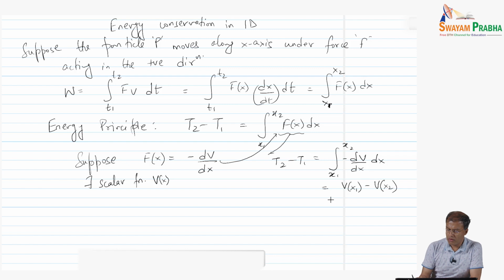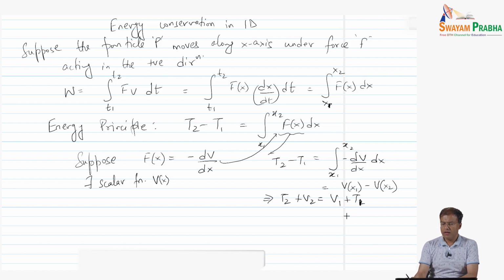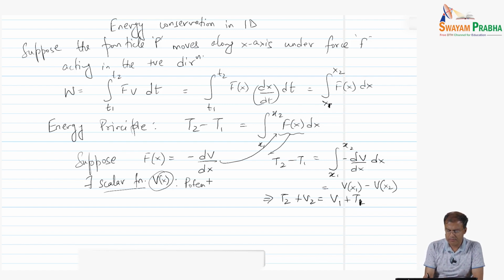Okay. So in other words, if we rearrange all these terms, we are going to get that T2 plus V2 is equal to V1 plus T1. Okay. So what we have got is, so we call this scalar function as my potential energy. We just give a name to it, the potential energy.